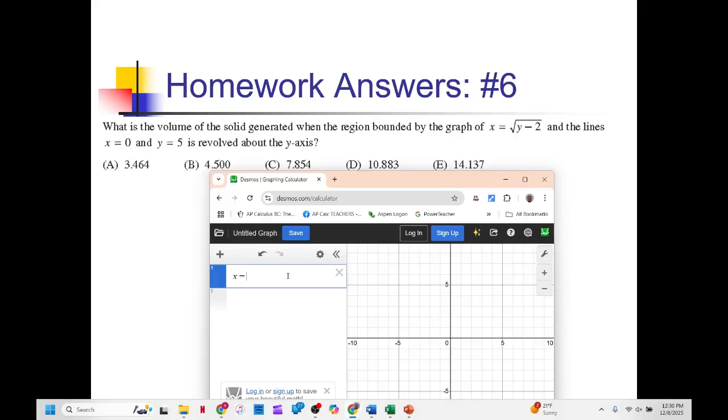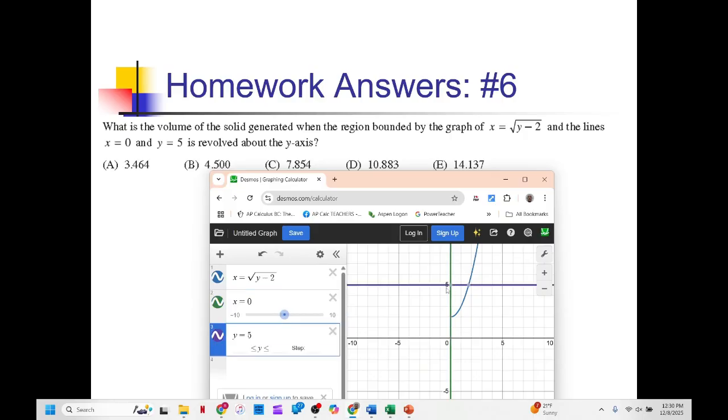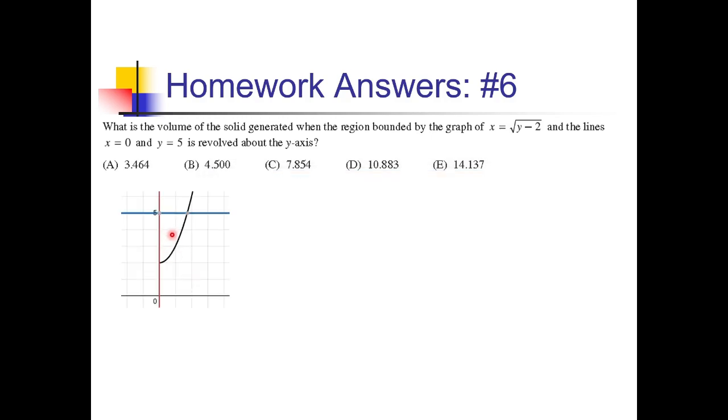So we have x equals square root of y minus 2. That's what it looks like there. And then we have x equals 0, which is just the y-axis. We have the horizontal line y equals 5 up here. And then we want to revolve this around the y-axis. So it's this bounded region revolved around the y-axis.